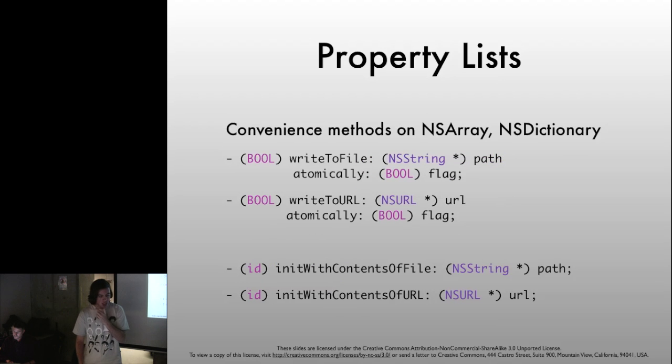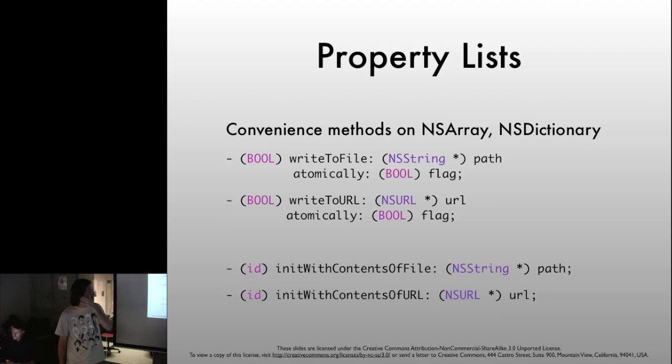So there are two convenience methods on NSArray and NSDictionary. There's write to file and write to URL, and then there's similarly read from file, read from URL, and also init with contents of file and init with contents of URL. And what's really cool about this is you can actually write to a URL on the internet. So if you have some server that you have write access to, you can actually write to that URL using this request. iOS also uses URLs under the hood to do local directory paths.